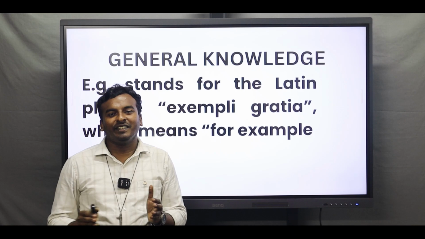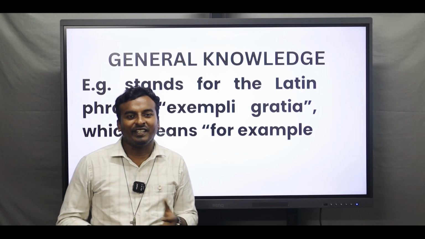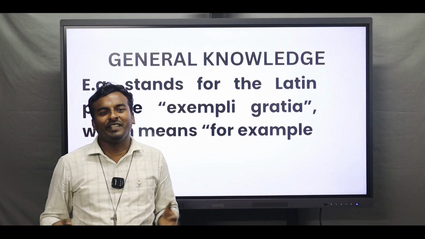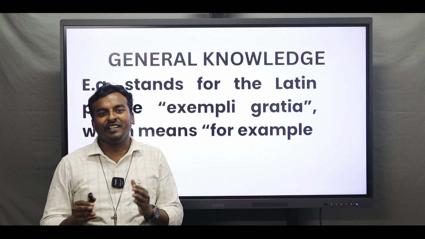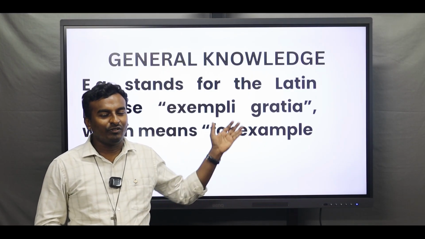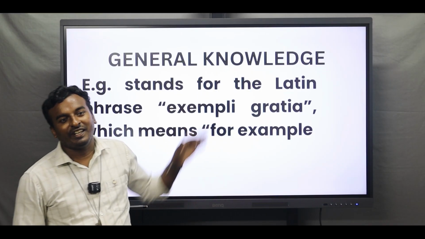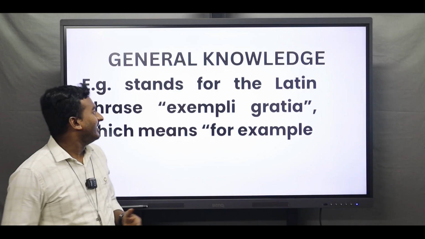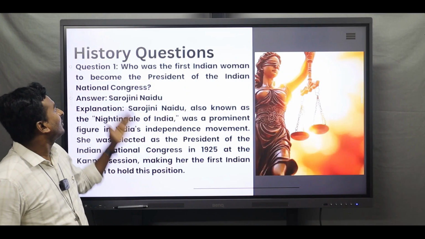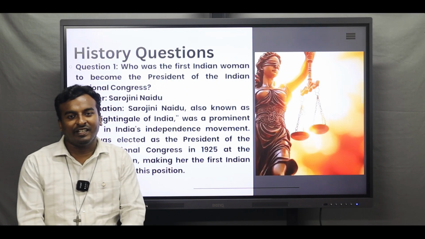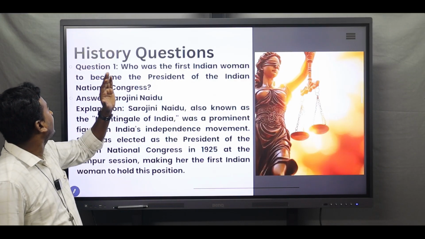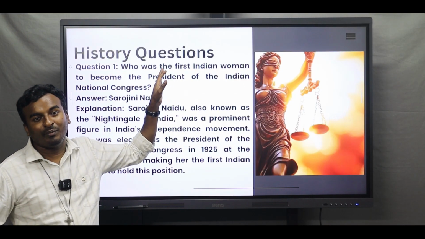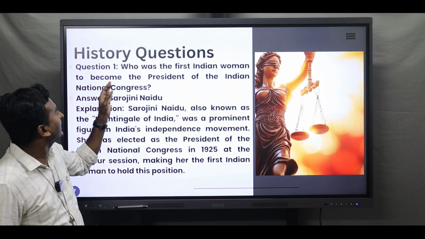Don't memorize anything by heart like a parrot, just repeat and vomit in the exam. Don't do like that. Understand and study, that will give you knowledge. So EG means exempli gratia. Let's move on to the CLAT general knowledge. The first thing we are going to see is the history section. History, geography, economy, polity and various other things are there.